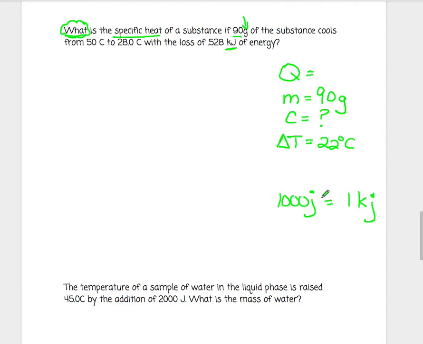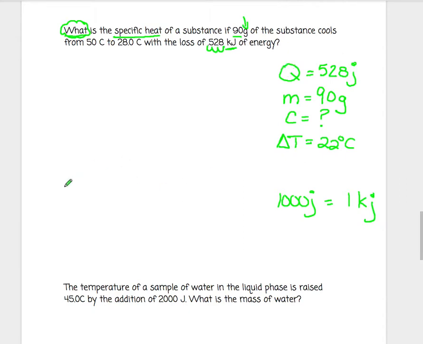If I have 1,000 joules in every 1 kilojoule, how do I change kilojoules to joules? Well, I have to multiply by 1,000 to get to joules. And when I do that, I move my decimal 3 places to the right. So we get 528 joules.